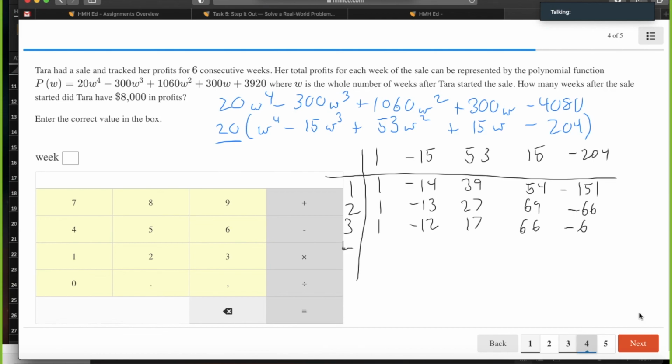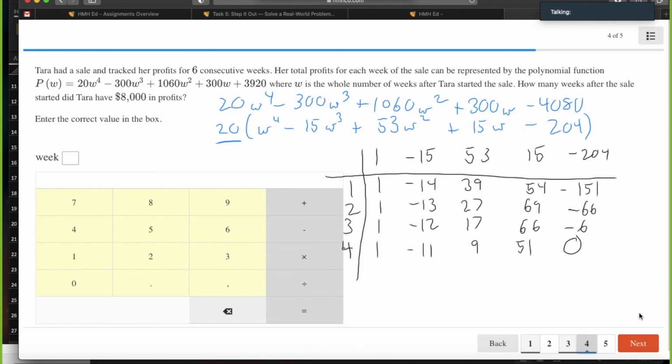4, negative 11. Hey, look, there's a pattern. Negative 11 times 4 is negative 44. 53 minus 44 is 9. 9 times 4, 36 plus 15, 51. 51 times 4 is 204, minus 204 is 0.